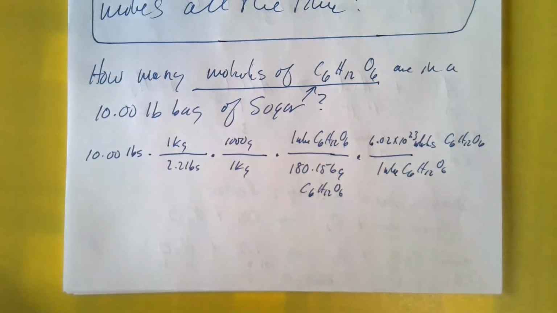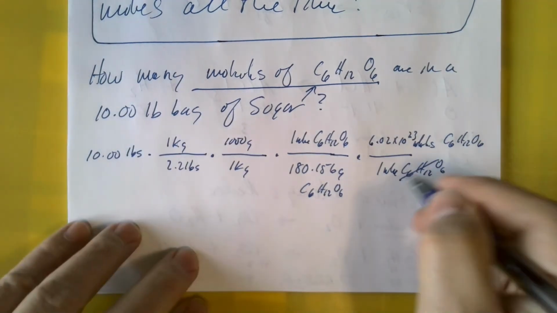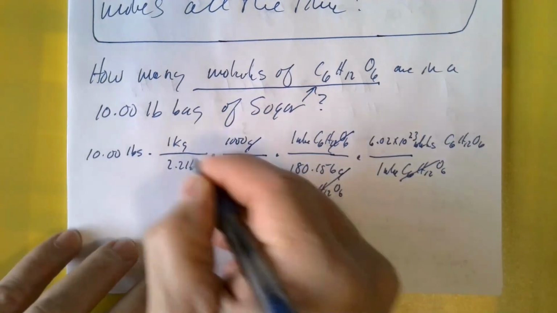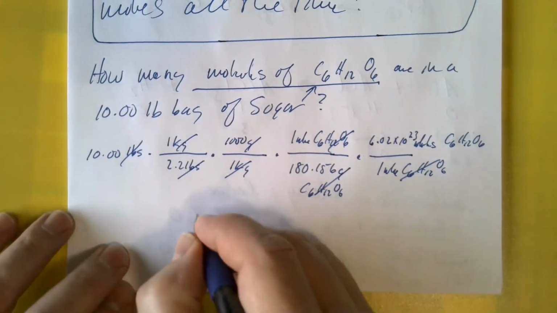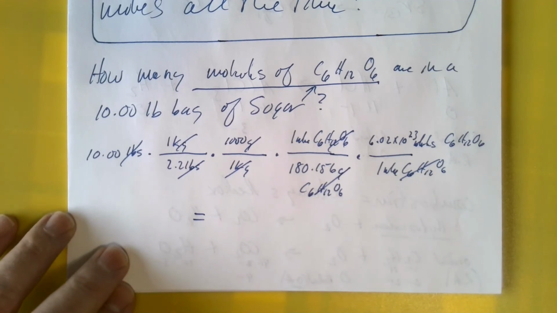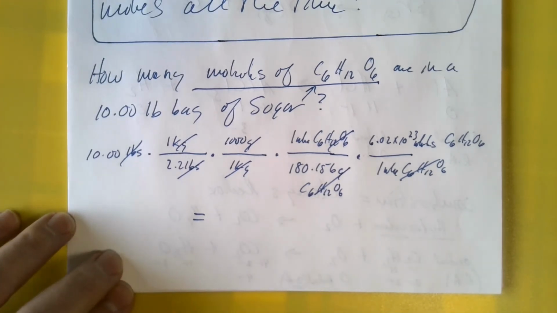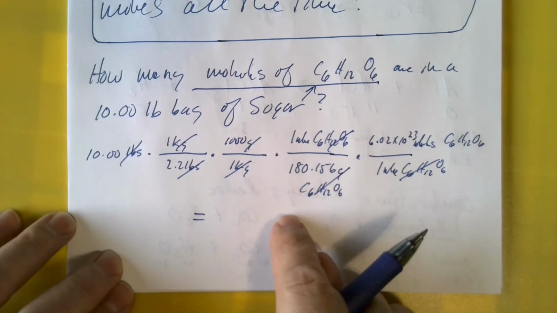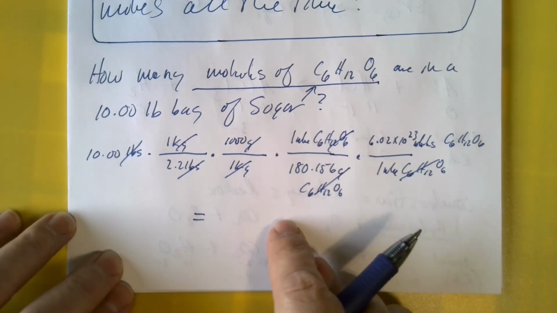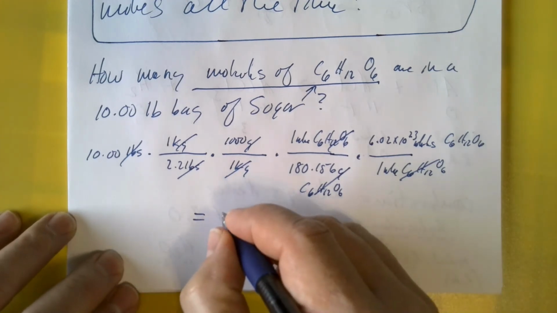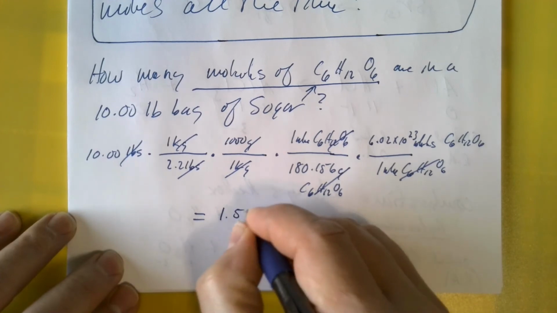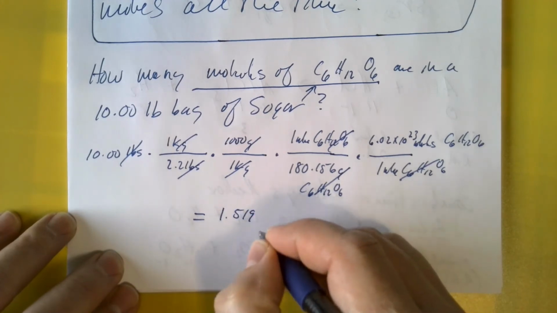Okay? So, my moles reduce out, my grams reduce out, my kilograms reduce out, my pounds reduce out. I do all that math, and I don't have this answer, so hopefully somebody gets this right. Anybody get to here? I did. Hannah, what do you got? I got 1.519 molecules of C6H12O6.